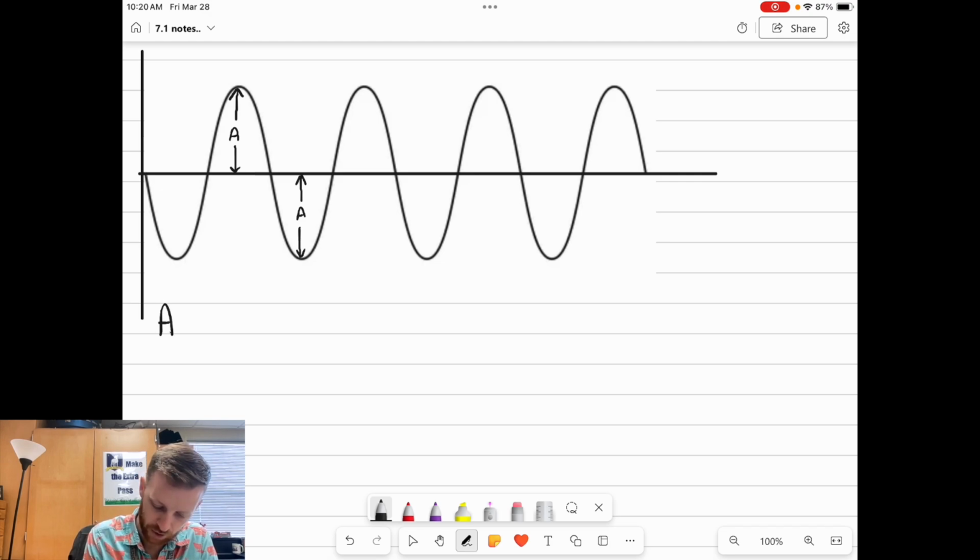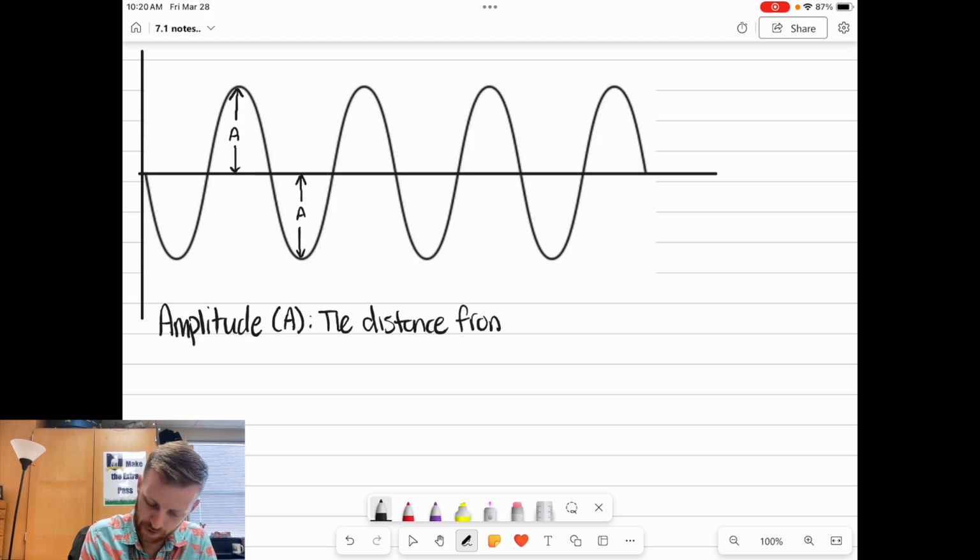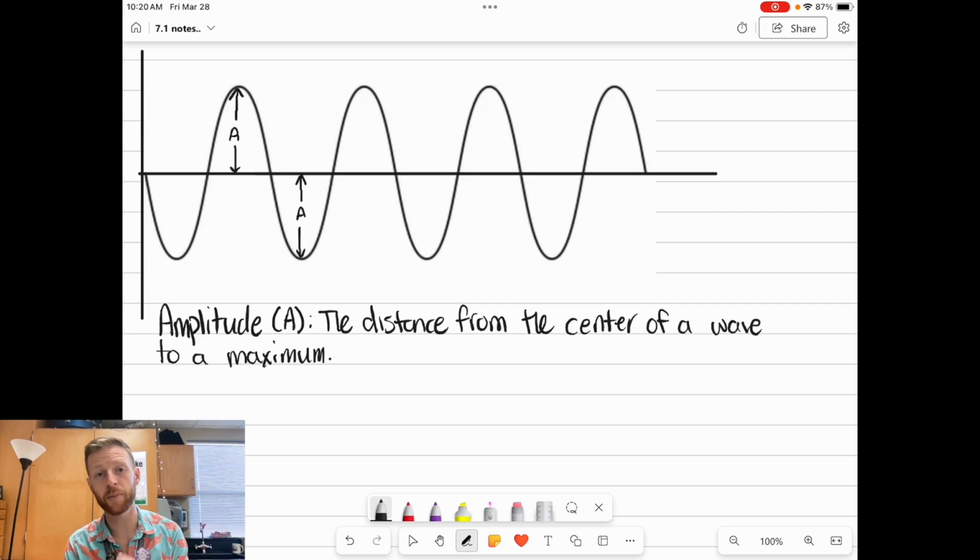But for our definition, amplitude, represented by an A, is the distance from the center of a wave to a maximum. So it's that amplitude. It's the height of the wave, or the depth of the wave if you're looking at the bottom side. The next thing we want to talk about is something called wavelength.